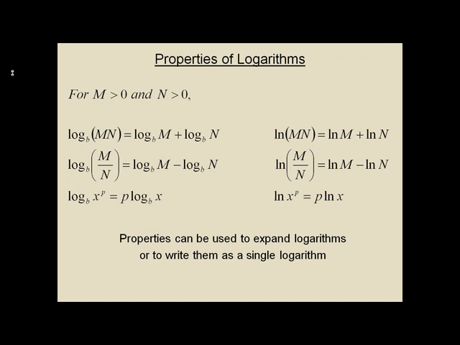To the right, we've shown the equivalent log properties using the natural logarithm ln. So if we have the ln of mn, that's equal to the ln of m plus the ln of n. Next, the ln of m divided by n is equal to the ln of m minus the ln of n. And third, we have the ln of x to some power p, which is equal to p times the ln of x. Again, the power p can be moved out in front of the log.